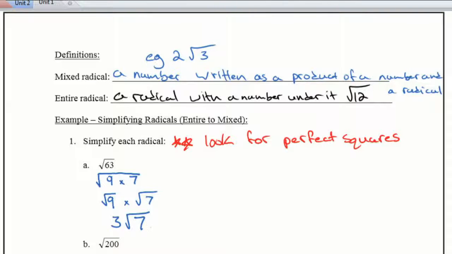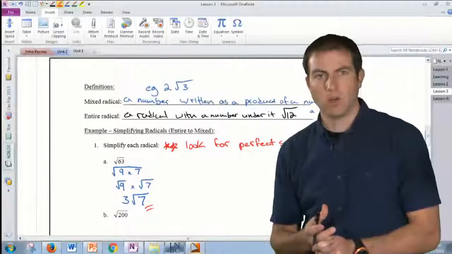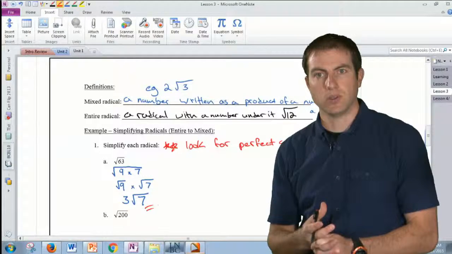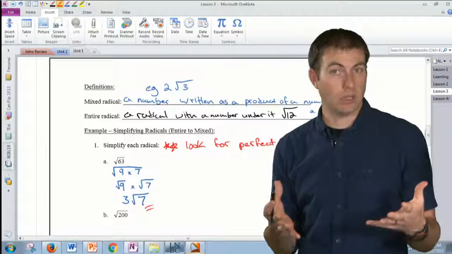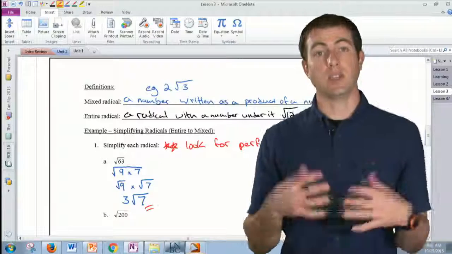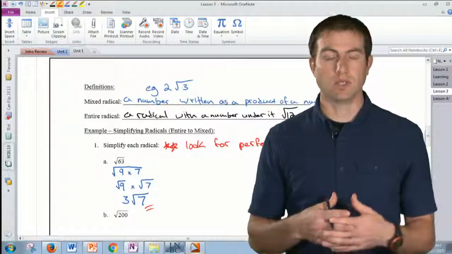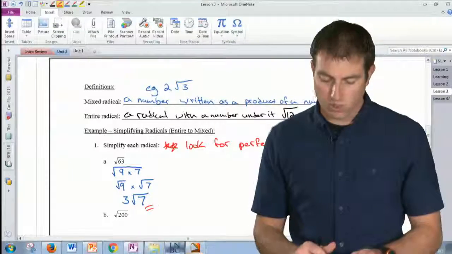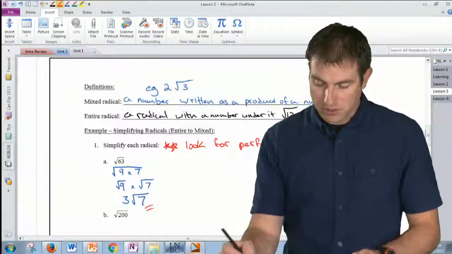Now the 7 has no perfect squares that factor into it, so I'm not going to be able to simplify this any further. I'm just going to leave it as 3 root 7. That's as simple as it gets. I've taken the largest perfect square out of 63 that I could, and 9 was it. Let's look at another example.